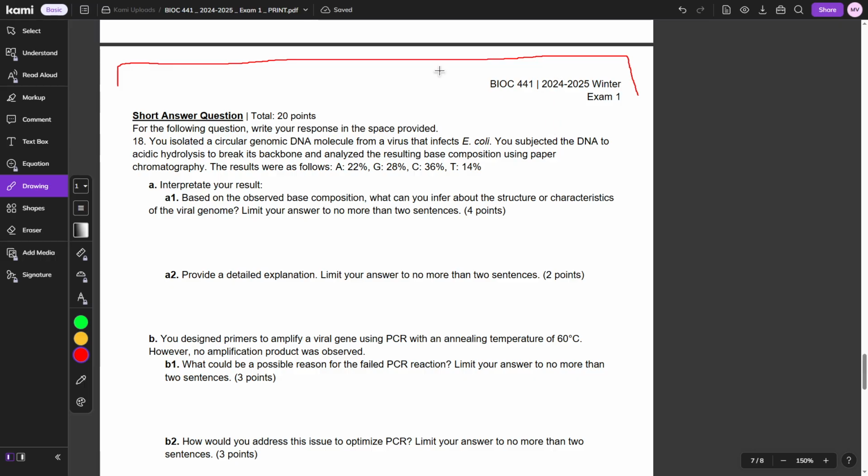So, yeah. You isolate a circular genomic DNA molecule from a virus that infects E. coli. You subjected the DNA to acidic hydrolysis to break its backbone and analyzed the resulting base composition using paper chromatography. Okay, cool. The results are as shown. 22% A, 28% G, 36% C, 14% T.